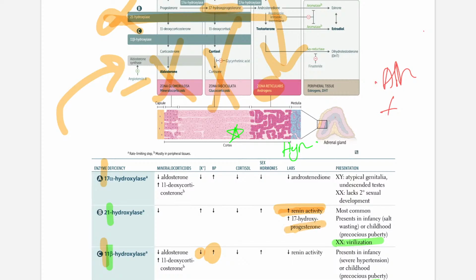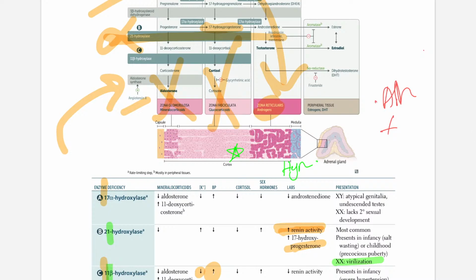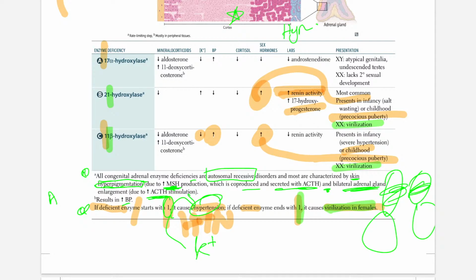but also you have increased 17-hydroxyprogesterone, which is right there, right? And lastly, because of a lot of those sex hormones being there, it's going to present with precocious puberty. Whenever you have a lot of sex hormones, it's going to cause precocious puberty in a child and virilization in females. So the second point I wanted to mention here: whatever ends with 1 will cause virilization in females and precocious puberty in a child. Okay, hope it makes sense.